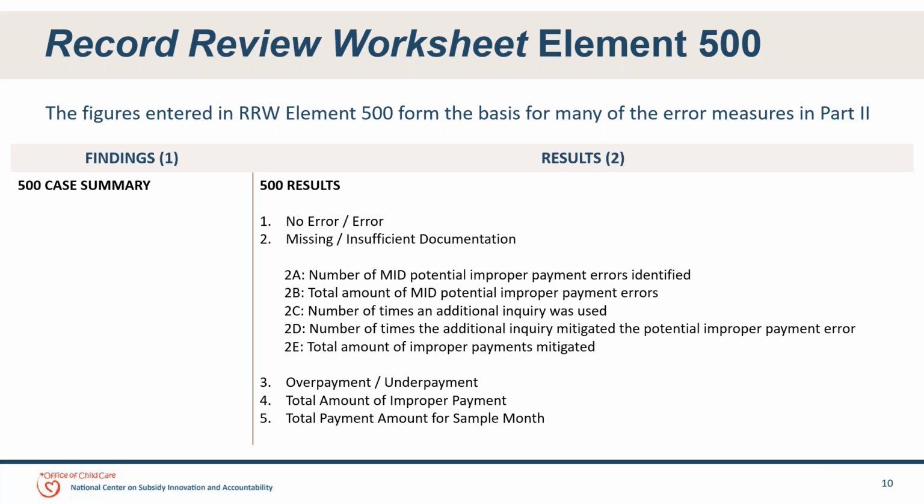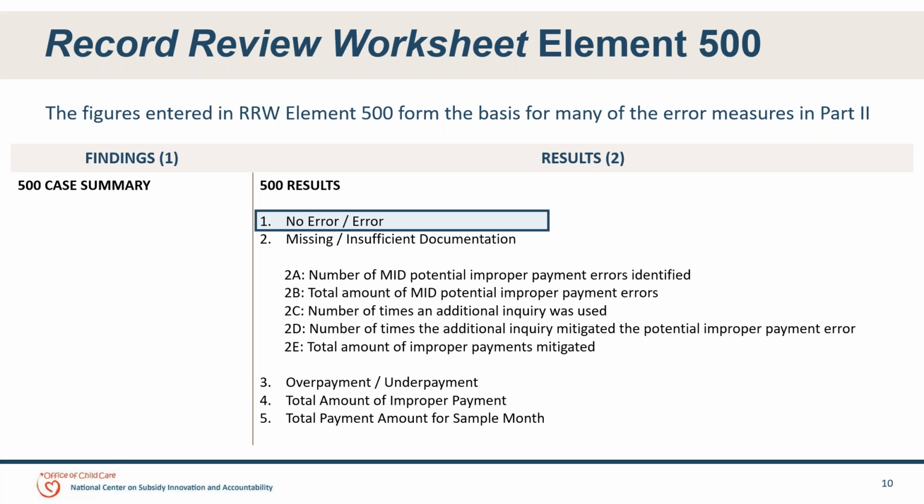This is element 500. If you've been conducting reviews or you've been involved in training people to conduct reviews, this will look familiar to you. But if you are not as familiar with the record review worksheet, I'm going to quickly explain this. For each case review that is completed, the reviewer enters their findings for the case into this part of the record review worksheet called Element 500 Case Summary. The reviewer writes a little narrative summary on the left side in column 1, and then on the right side in column 2, there's these 5 items to complete.